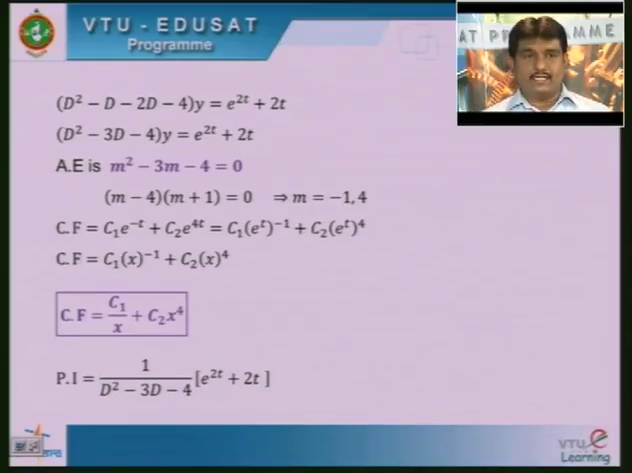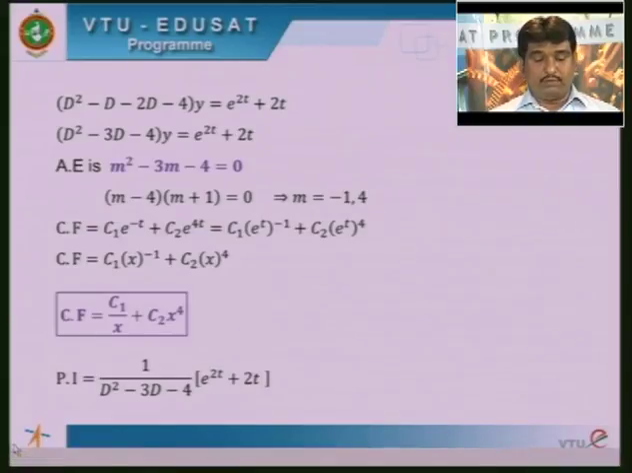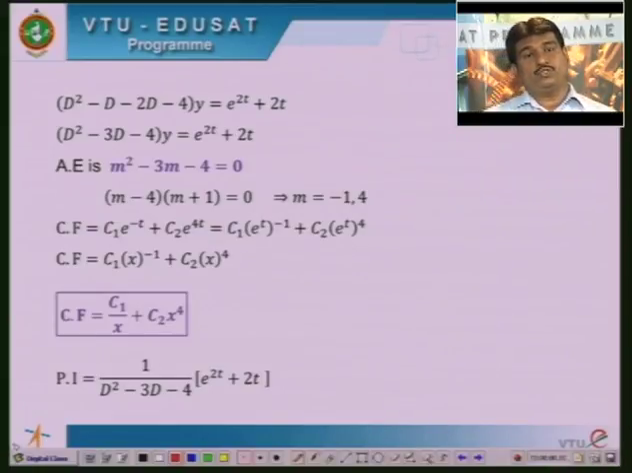Now write the auxiliary equation, which is obtained by equating the homogeneous part to 0 after replacing D by m. Even you can write D also there. So the solution of the auxiliary equation is m equals minus 4, m equals minus 1 and plus 4. Now the part of CF corresponding to m equals minus 1 is C1 into e to the power of minus t, and for m equals 4, C2 into e to the power of 4t.